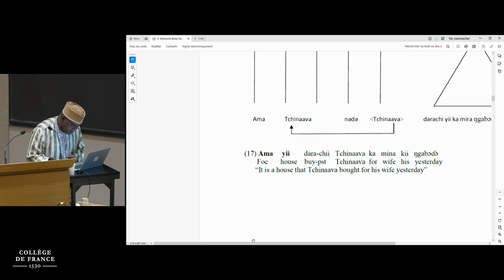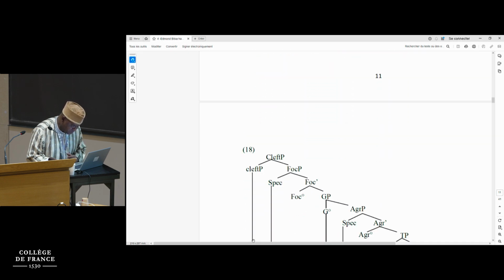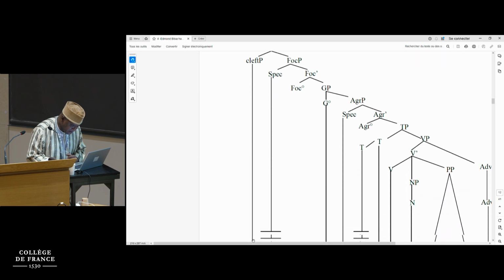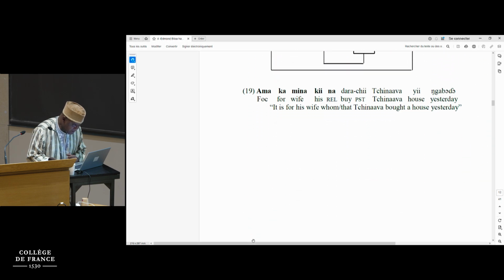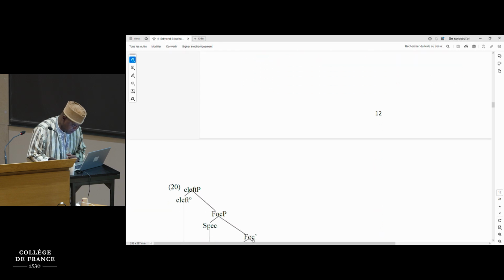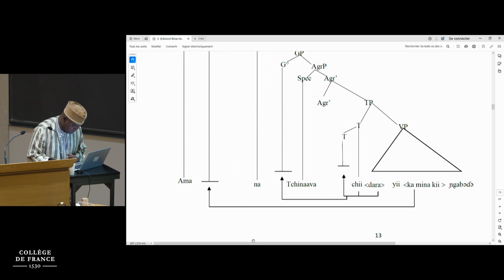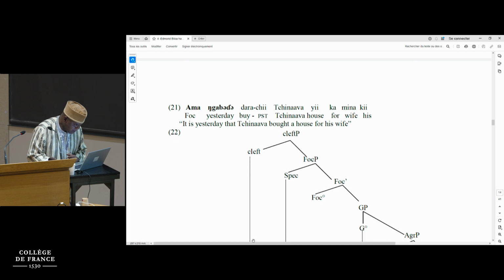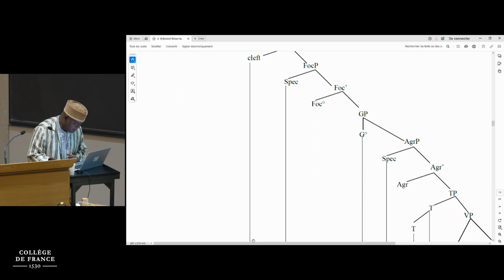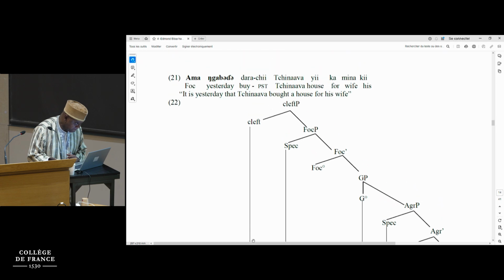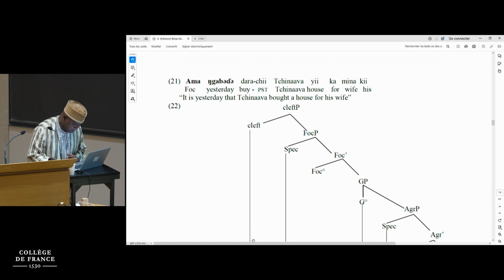In 17, I think it is the direct object that is focalized. We are not going to focus so much on that. And then in 19, it is the PP that is focalized, for his wife, and so on and so forth. And then it is the modifier, yesterday, that is focalized in 21.